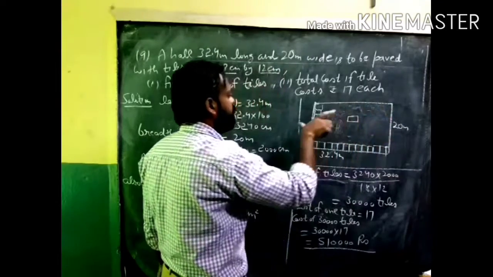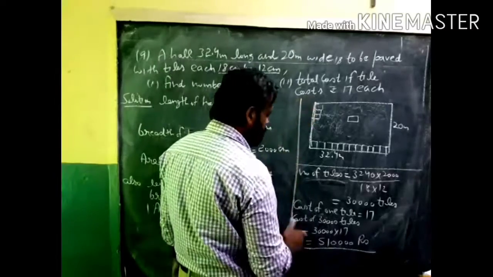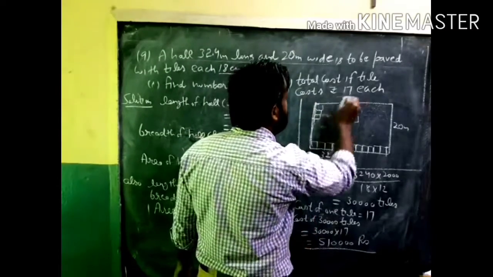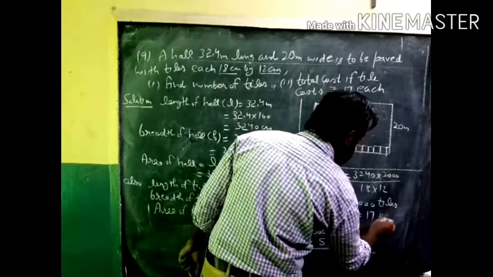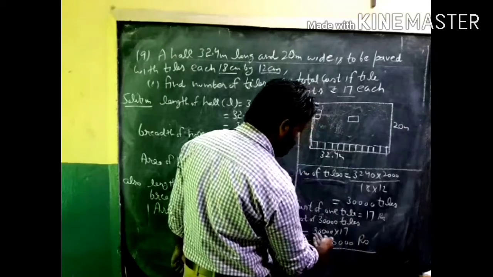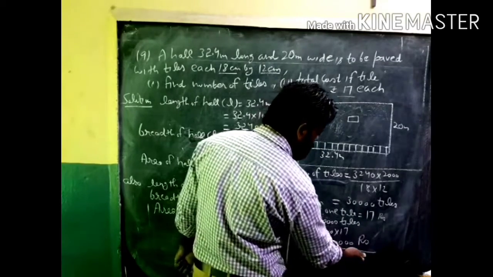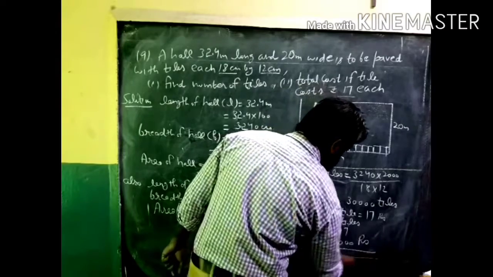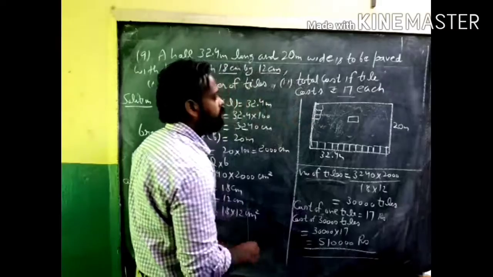Now we have to find out the cost also. The cost of one tile is 17 rupees here. So now you can see the cost of 30,000 tiles is equal to 30,000 multiplied by this 17, and after multiplication it will become 5,10,000 rupees. So this much amount is required to pave this rectangular floor.